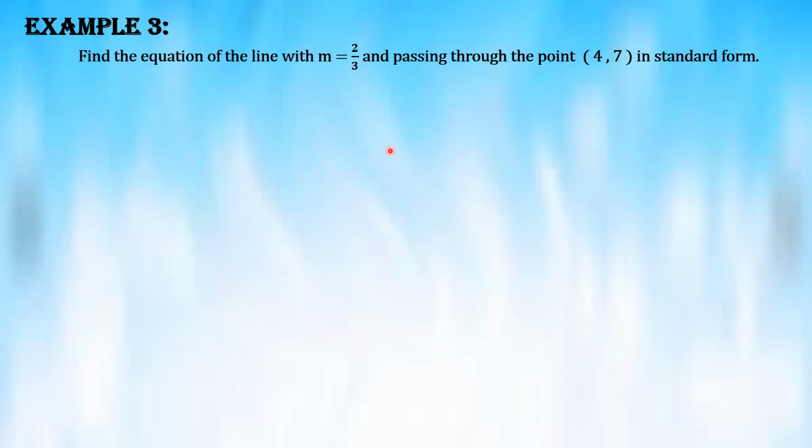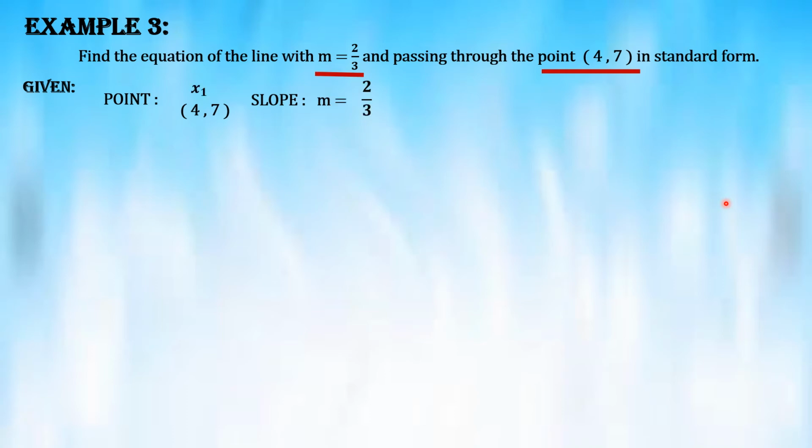Okay, so example number 3, we have to find the equation of the line with m or slope is 2/3 and passing through the point 4 and 7 in standard form. So once again, identify our given. So ang point natin is 4 and 7 and ang slope natin is 2/3. Okay, so 4 will be our x sub 1 and then 7 is our y sub 1.